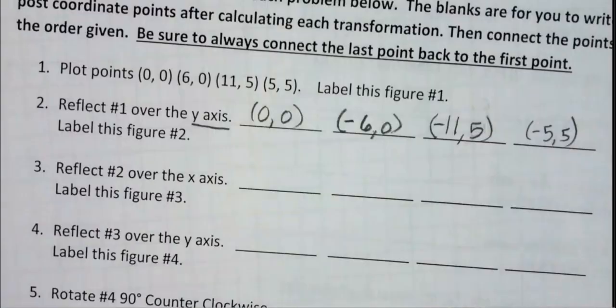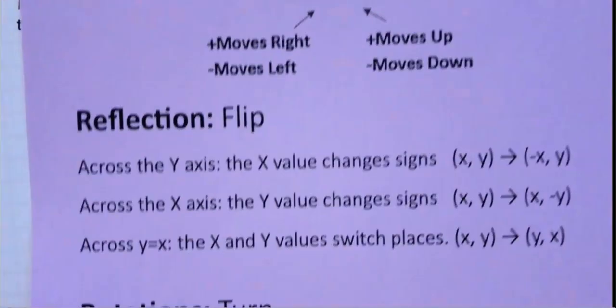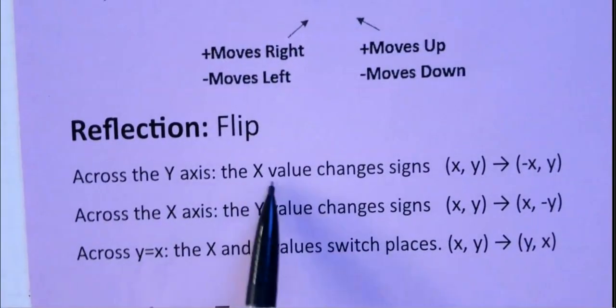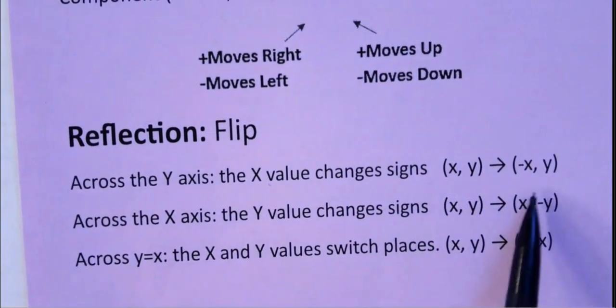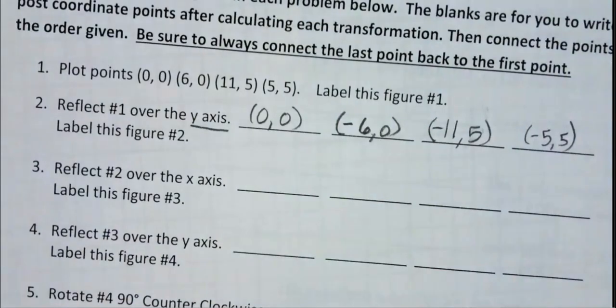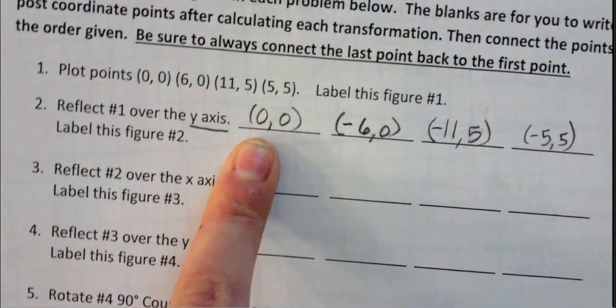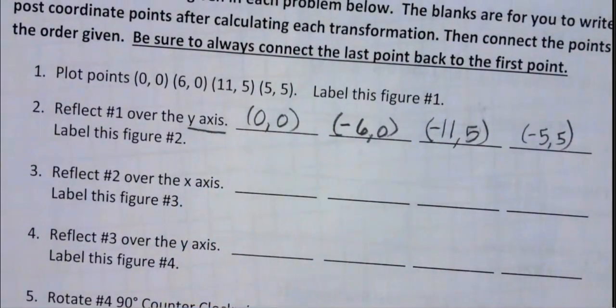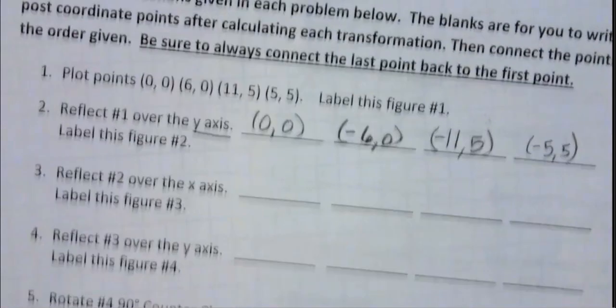And if you still are like, why am I doing that? Because it tells you: across the y-axis, the x value changes signs. So it doesn't mean it has to be negative. It means it changes signs. Because like here, you can't change it, so you just leave it as 0. Okay, and then you go and you plot those points.